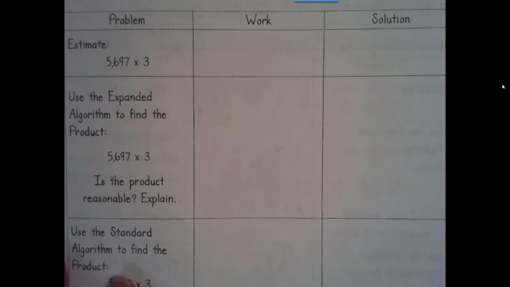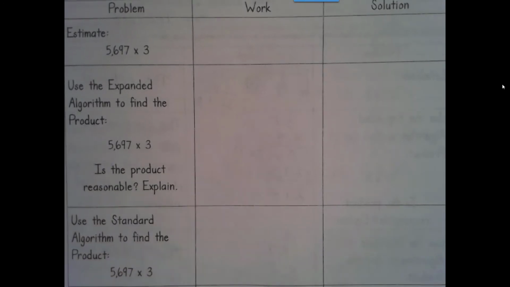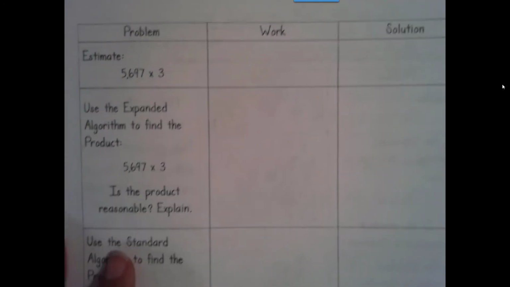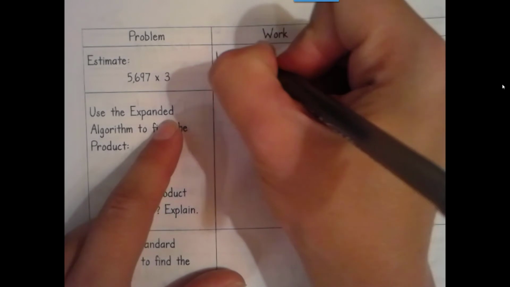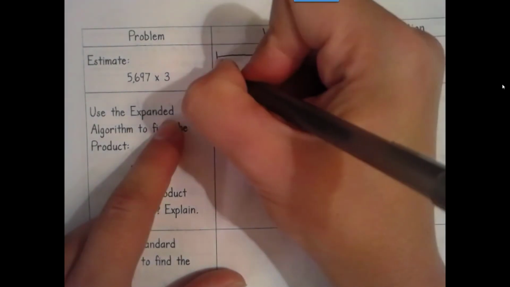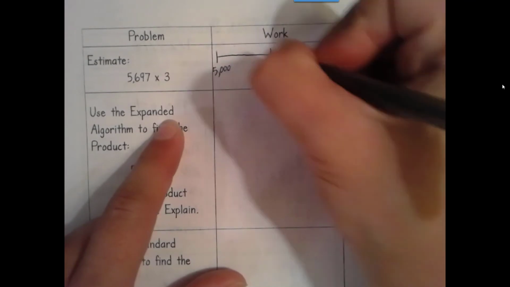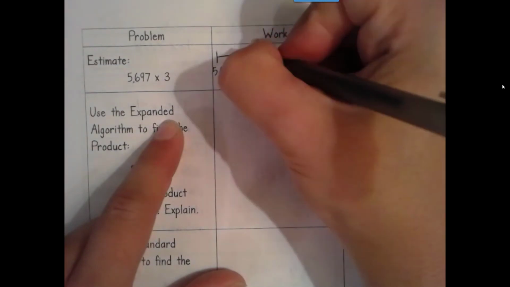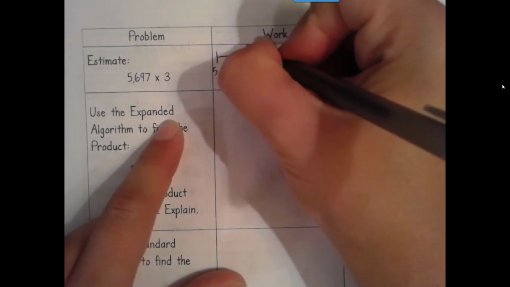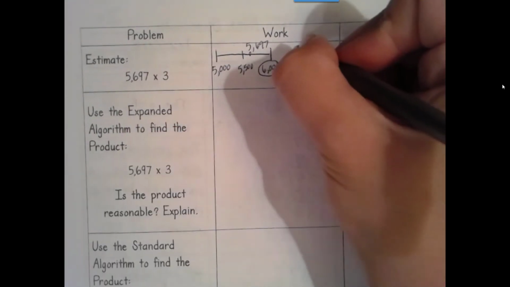You'll want to pause, try the problems, these next three problems, and then check with me. So first we're going to estimate. 56 is not close to 25, so I'm going to use rounding to find my compatible number. Okay, so it's between 5,000 and 6,000. Halfway is 5,500. 5,697 is closer to 6,000.